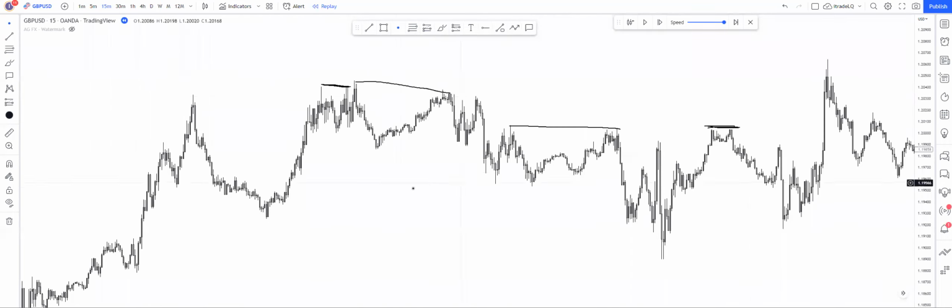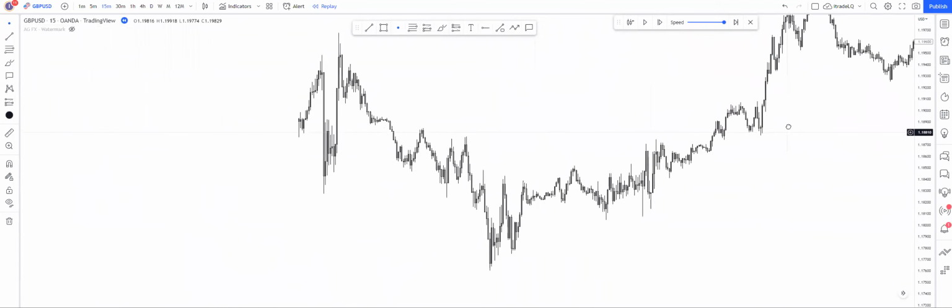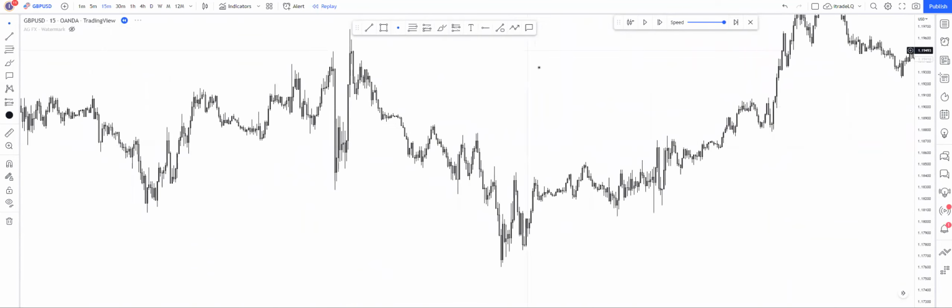Let's see where else. Equal highs, equal highs. You see that? It's building up that liquidity for the future, giving the market a reason to start going up. And what is it leaving behind? Equal lows, exactly, because it needs a reason.